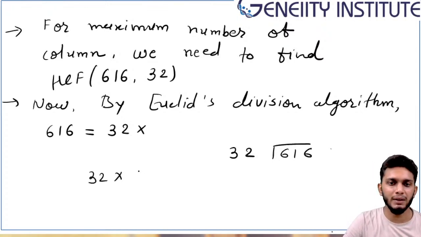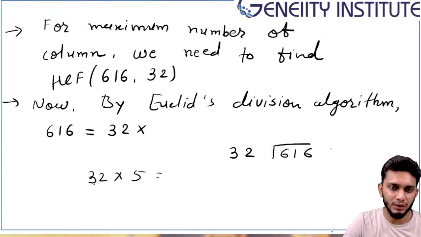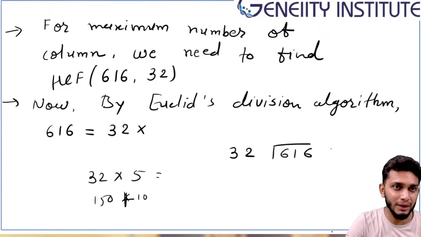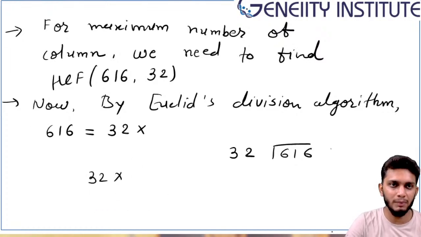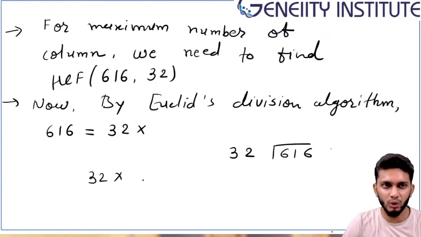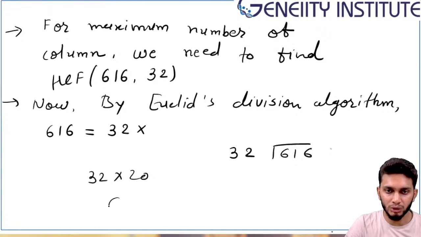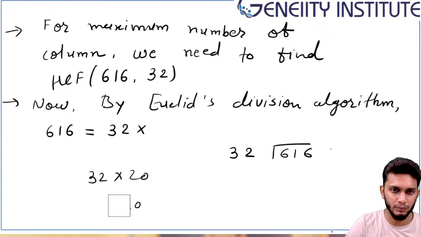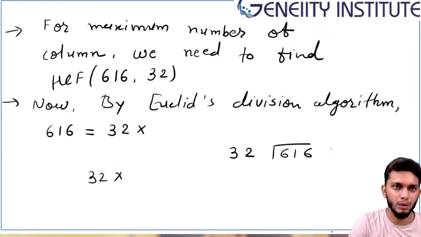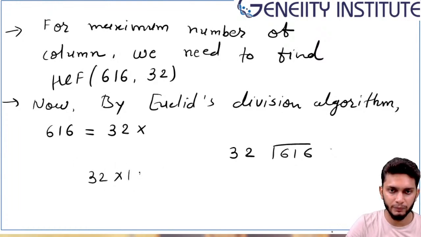32 multiplied by 5. 5 3s are 15, 150. 5 2s are 10, so 160, नहीं चाहिए. Multiply by 10. 32 multiplied by 10, so 320, we want more. 32 multiplied by 20. 32 2s are 64. We want less. So multiply by 19.